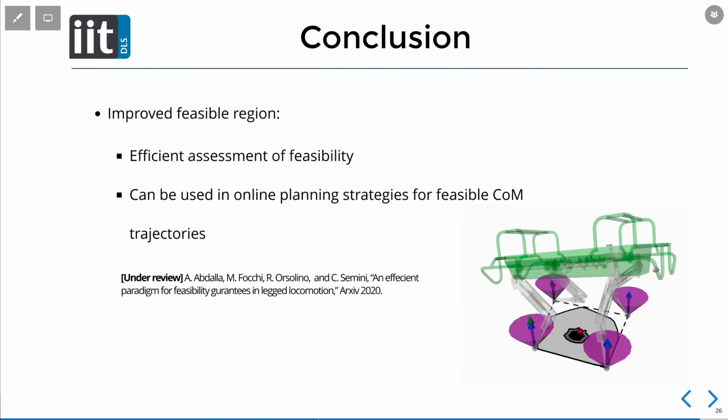So in conclusion, we developed the improved feasible region, which provides an efficient method to guarantee feasibility in legged robots, and so it can be used in online planning strategies for designing feasible center of mass trajectories. More on this has been detailed in a publication under review titled An Efficient Paradigm for Feasibility Guarantees in Legged Locomotion.